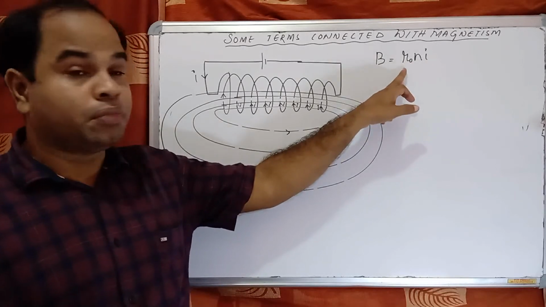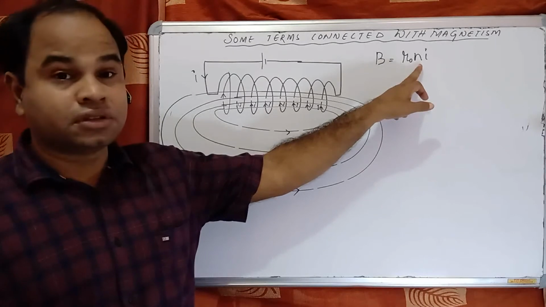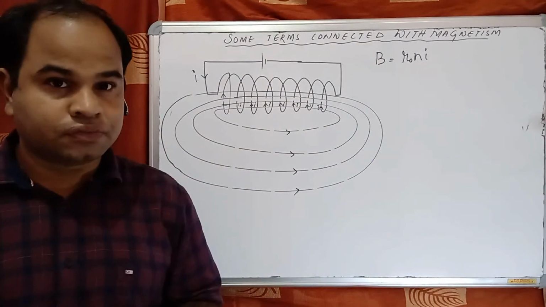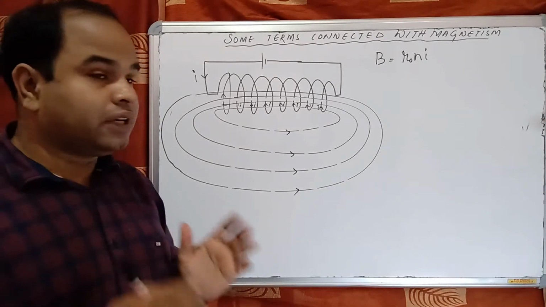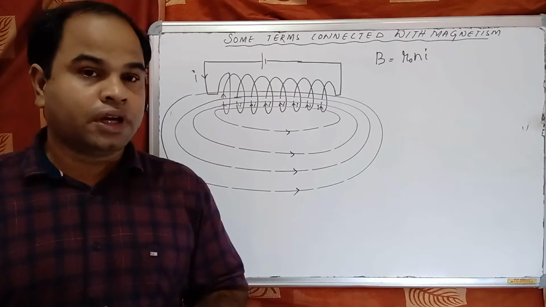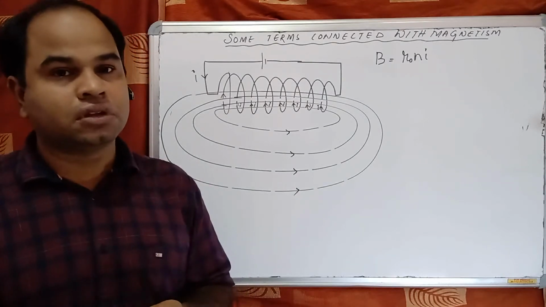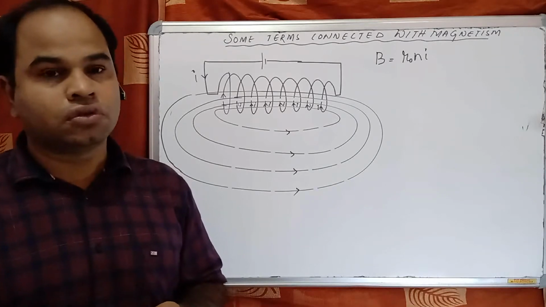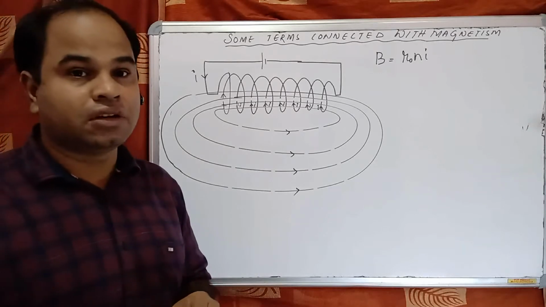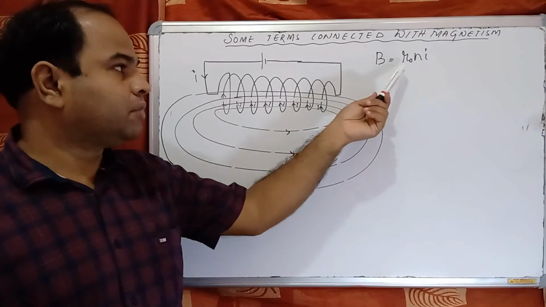μ₀ is the permeability of air medium. N is the number of turns of the solenoid. I is the current that is flowing in the solenoid. Again, when current flows through a solenoid, it produces a magnetic field around itself, because it acts like a bar magnet. The magnetic field strength is given by μ₀NI.